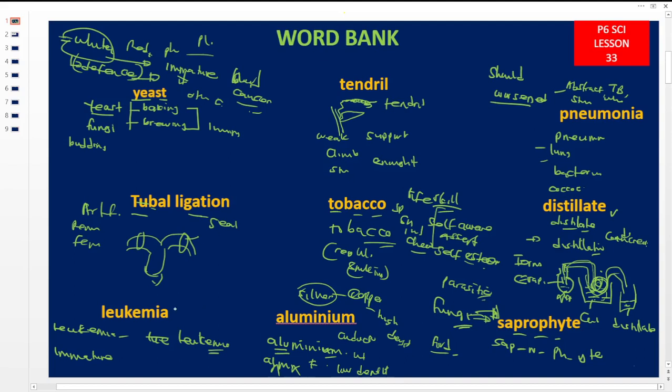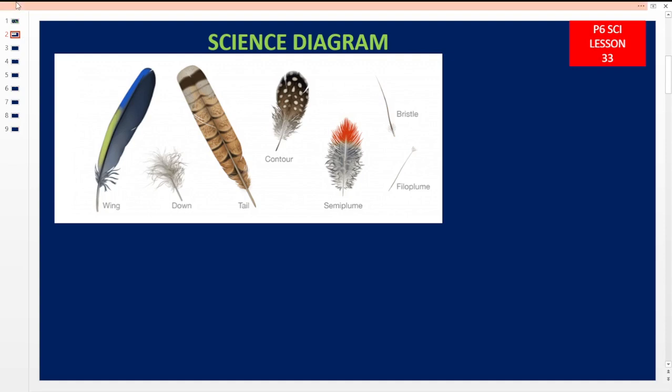So our words are leukemia, which is a disease of the circulatory system, accompanied by sickle cell anemia. Then we have tubal ligation, yeast, tendril, tobacco, aluminium, saprophyte, distillate, and pneumonia. Let us get the word, the science diagram.